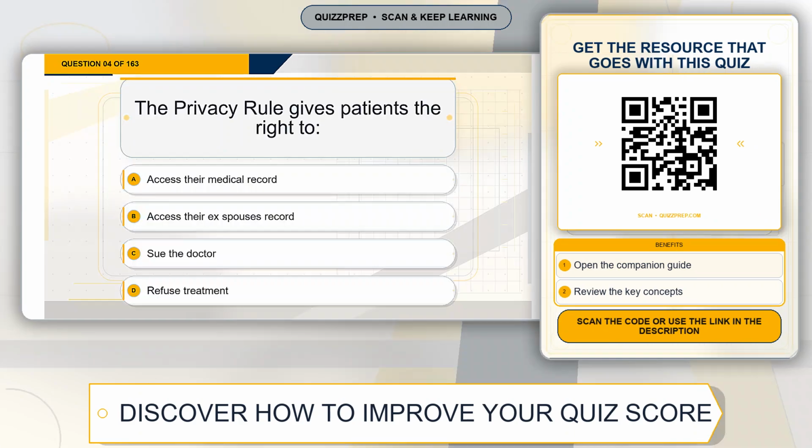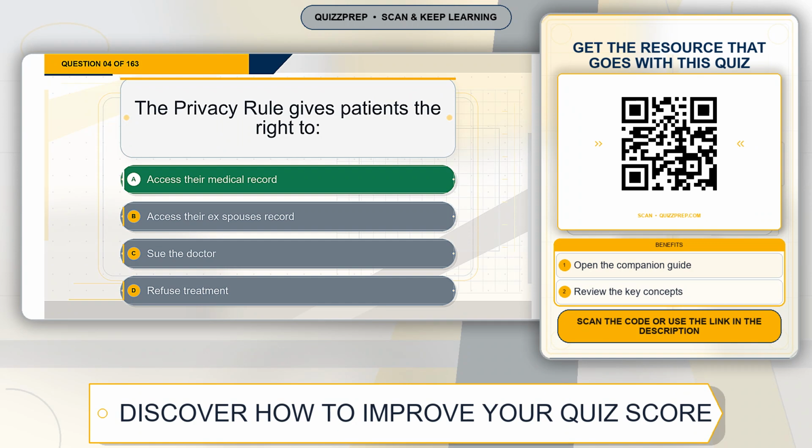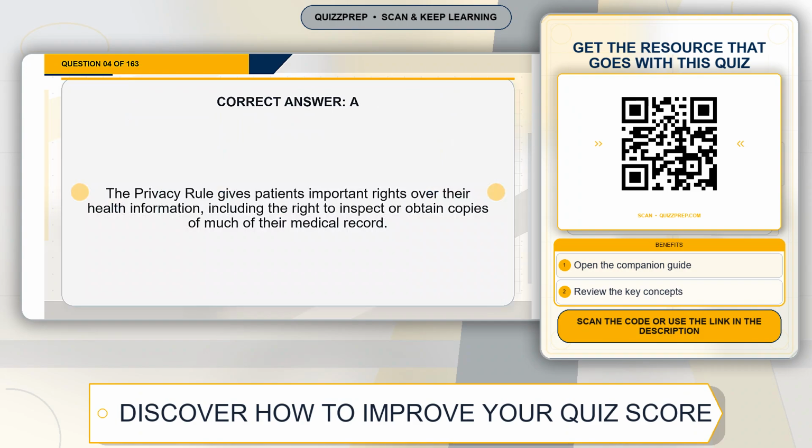Question 4. The privacy rule gives patients the right to: Option A, access their medical record. Option B, access their ex-spouse's record. Option C, sue the doctor. Option D, refuse treatment. The correct answer is option A, access their medical record. Explanation. The privacy rule gives patients important rights over their health information, including the right to inspect or obtain copies of much of their medical record.